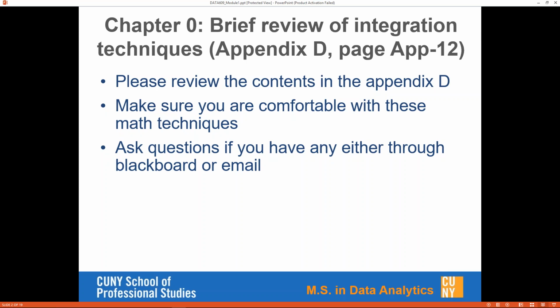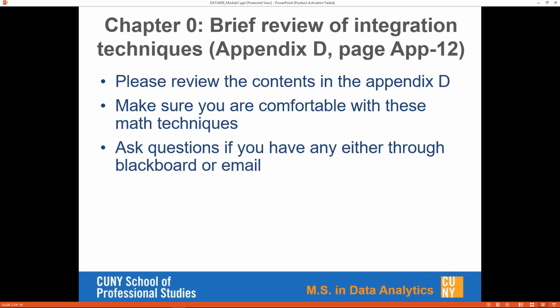And first of all, I want to mention, once you get the homework, the first thing you want to do is review some of the basic integration techniques. We don't use that technique right away, so you can take your time to review that Appendix D.